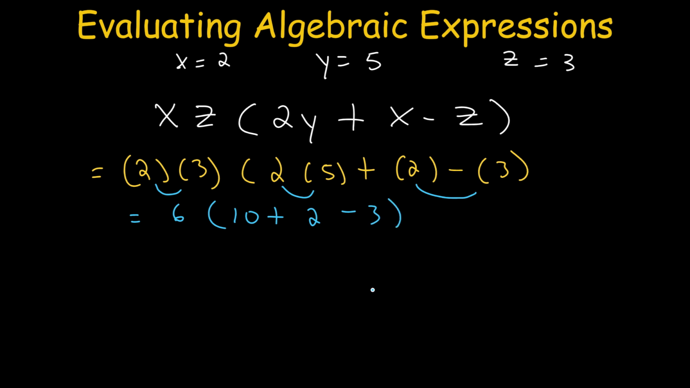All right, so let me ask you a question. Are you doing this one first or this one first? Well, you're doing 10 plus 2 first. So let's go ahead and do 10 plus 2. That is 12 minus 3. And 12 minus 3, that will be 9. So 6 times 9 is 54.